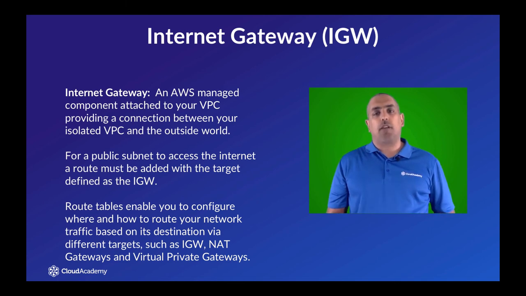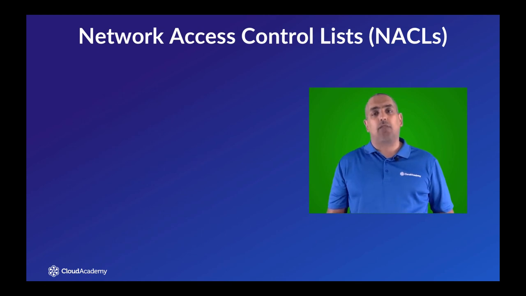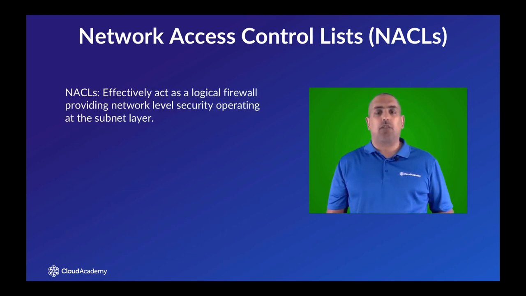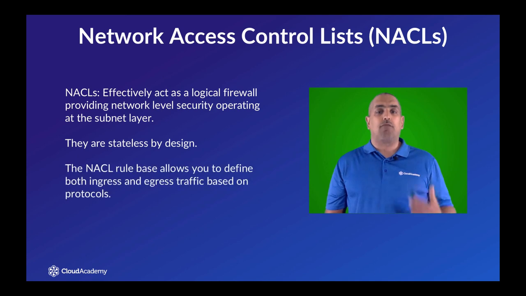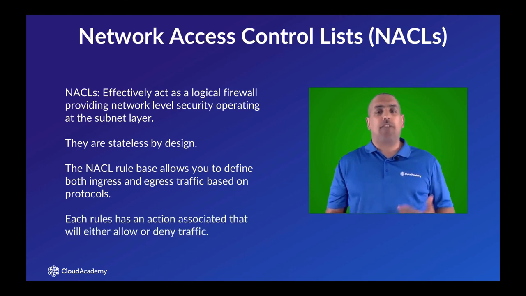I then shifted my focus to look at the security of a VPC. I began looking at network access control lists, more commonly known as NACLs. These effectively act as a logical firewall, providing network level security at the subnet level. And they are stateless by design and provide a rule base allowing you to stipulate both the ingress and egress traffic based on protocols. And these rules have an action associated that will then either allow or deny the traffic.